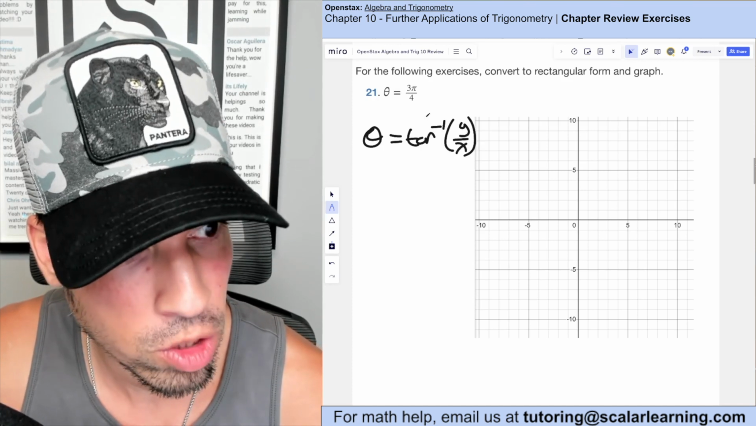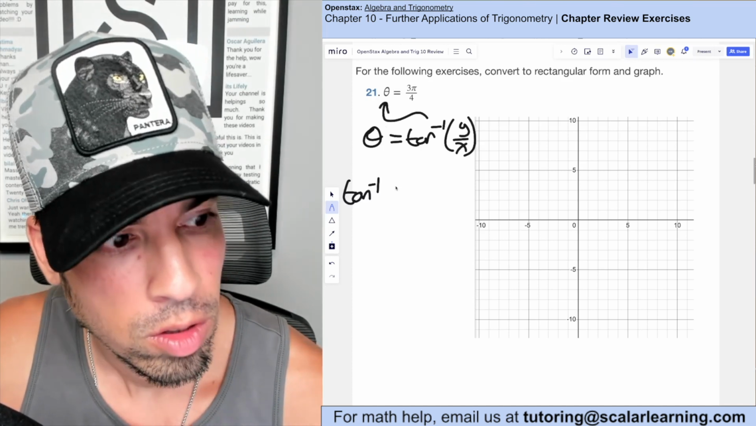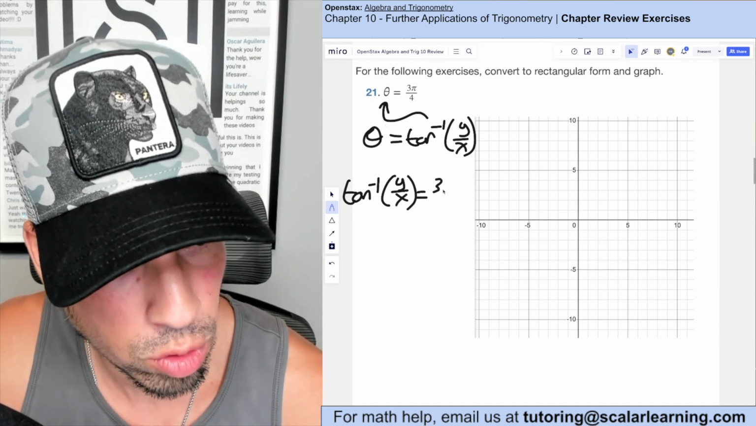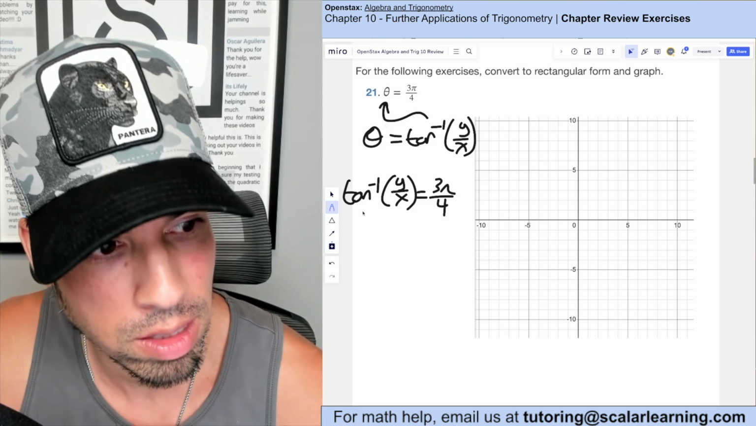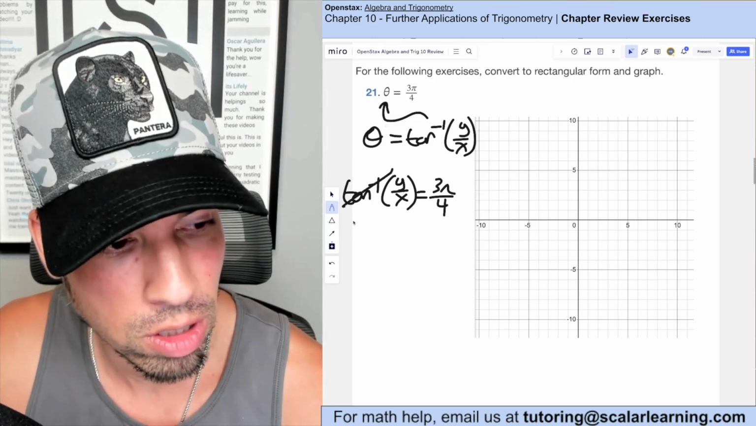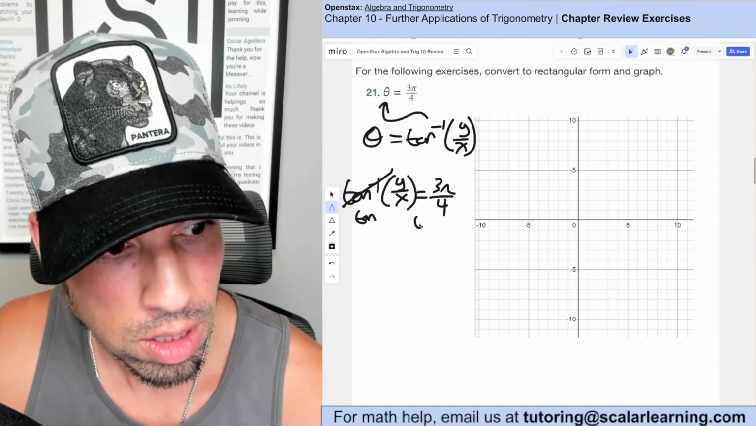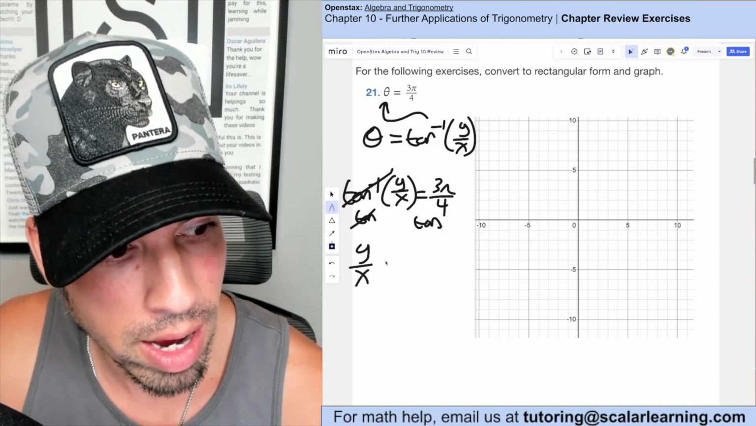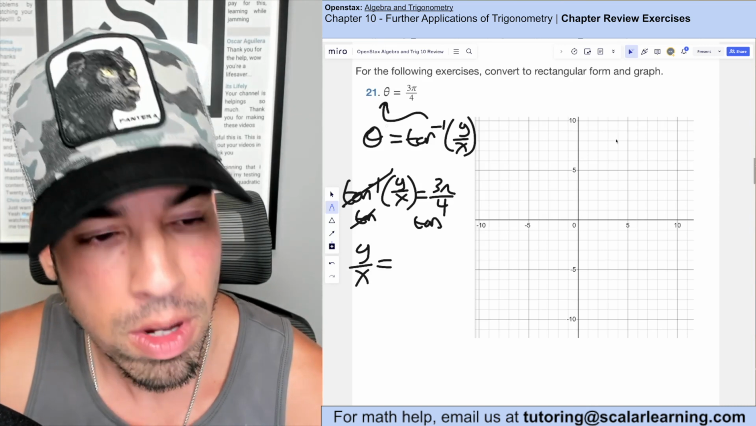So for this one, we're going to start with the equivalency such that theta equals arctangent of y over x. So I'm going to swap this in here for theta. Now we have arctangent of y over x is equal to 3 pi fourths. Now I'm going to isolate y by doing the opposite of arctangent, which is tangent. So I'm going to take tangent of both sides, and that's going to cancel out with the arctan. Then I have y over x equals tangent of 3 pi fourths.